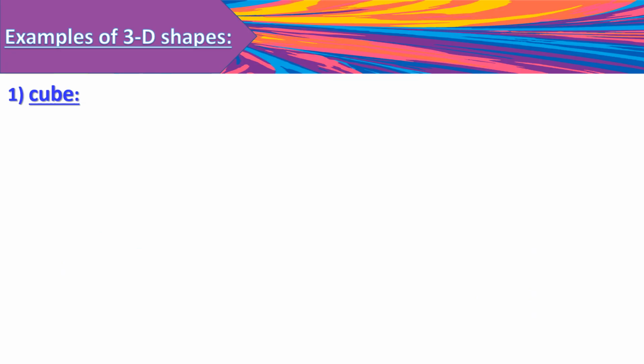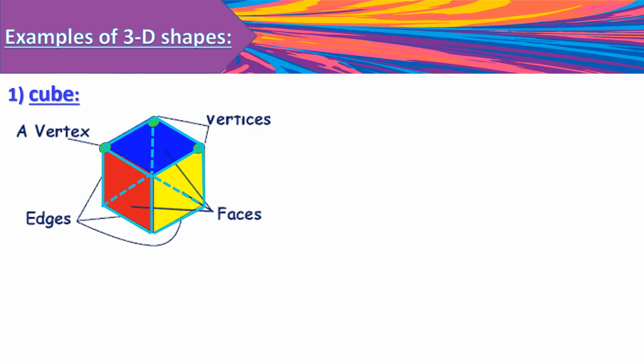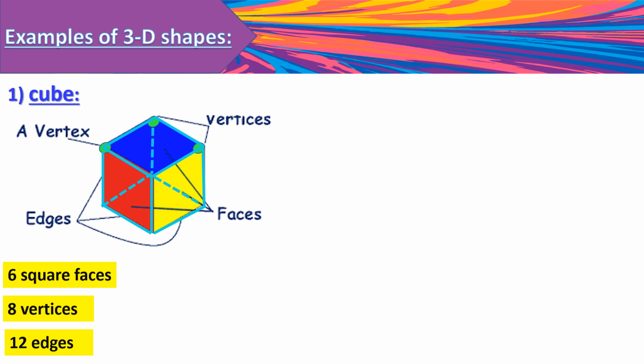Now let's start with cube. The cube is like this photo. It has some vertices, faces, and edges. Let's count together. In this cube we have 6 faces. Any cube has 6 faces. This face is in shape of what? In shape of square. So it has 6 square faces, and 8 vertices, and 12 edges.